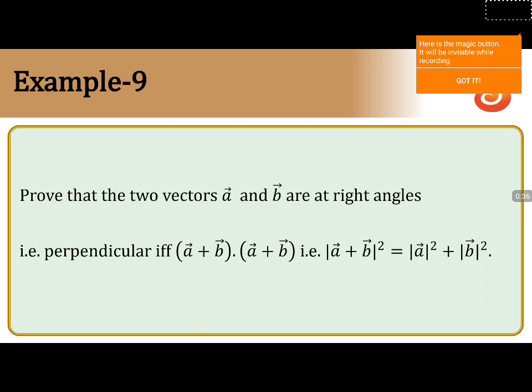Now, whenever the two vectors a and b are perpendicular to each other, we can say that they are at right angles. Taking that into consideration, we should prove that the magnitude of a plus b whole square is equal to the magnitude of a whole square plus the magnitude of b whole square. And similarly, as it is based on if and only if, given that the magnitude of a plus b whole square is equal to the magnitude of a whole square plus the magnitude of b whole square, we should prove that a vector and b vector are at right angles.